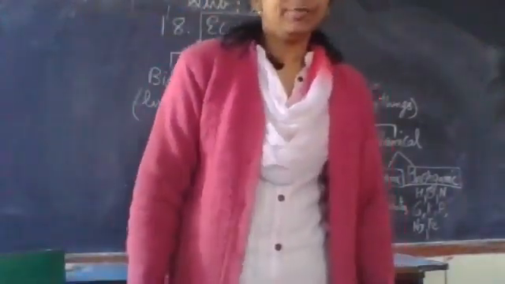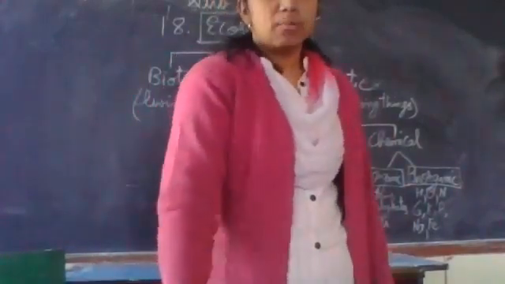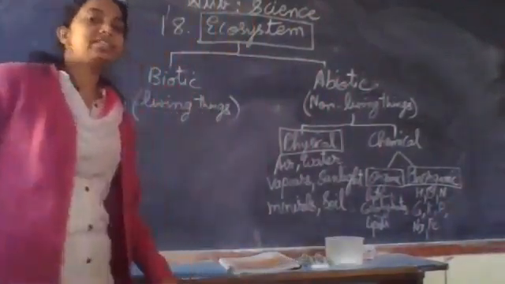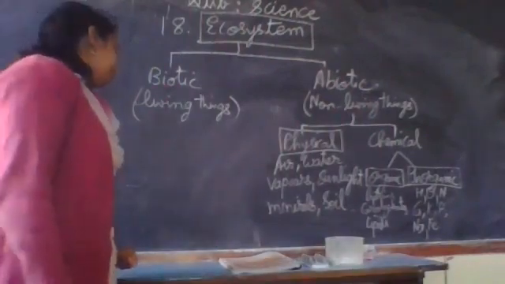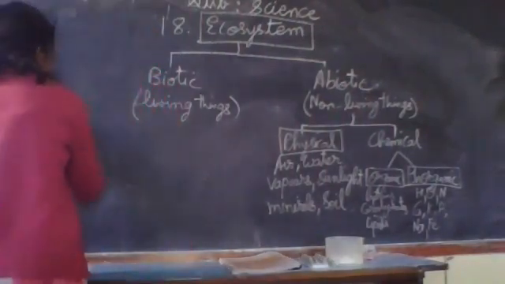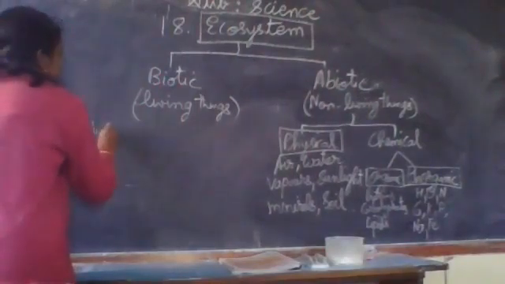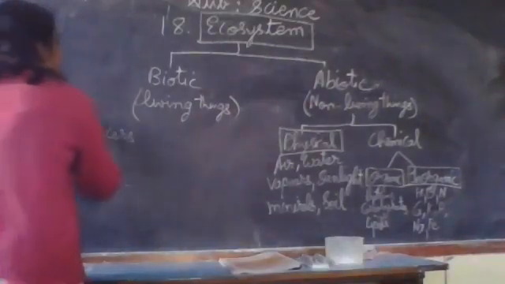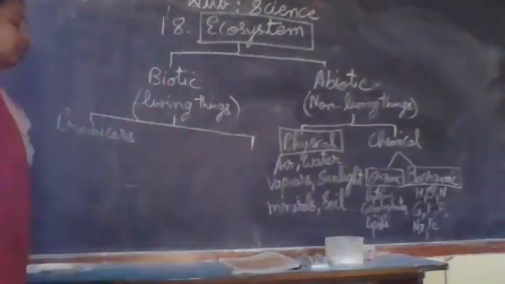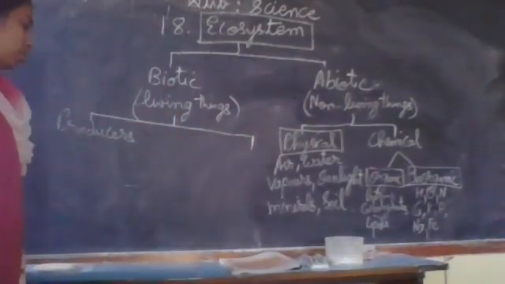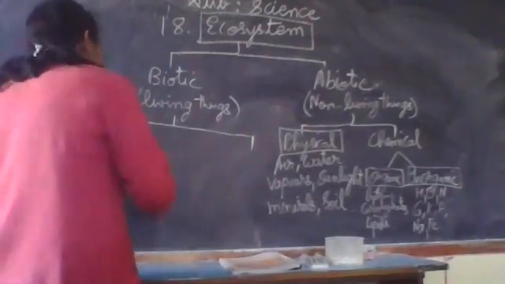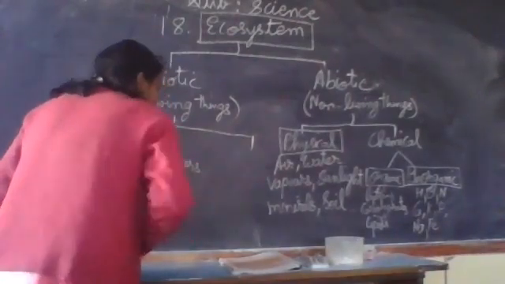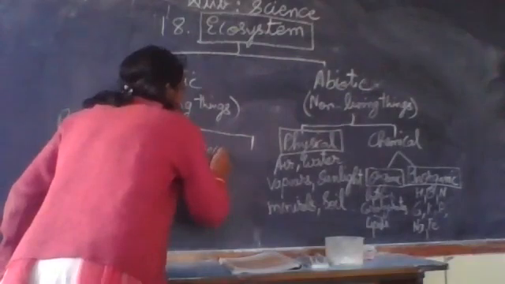On the other hand, if you come to biotic factors, you see, they are the living factors, living things around us. Biotic factors are going to introduce producers. Producers produce their own food with the help of the photosynthesis process. Isn't it? So producers, then we come to consumers, and we do have decomposers.